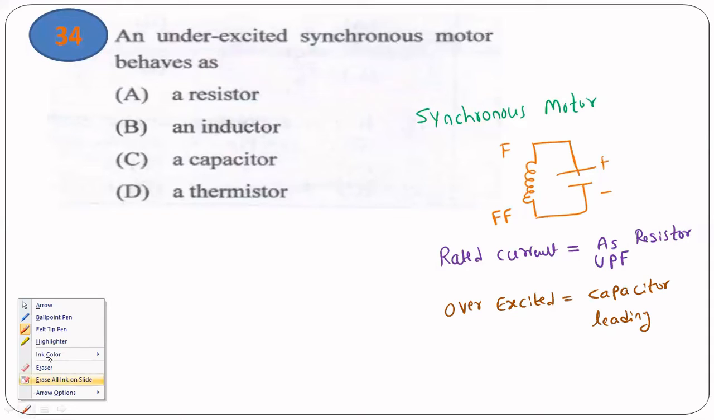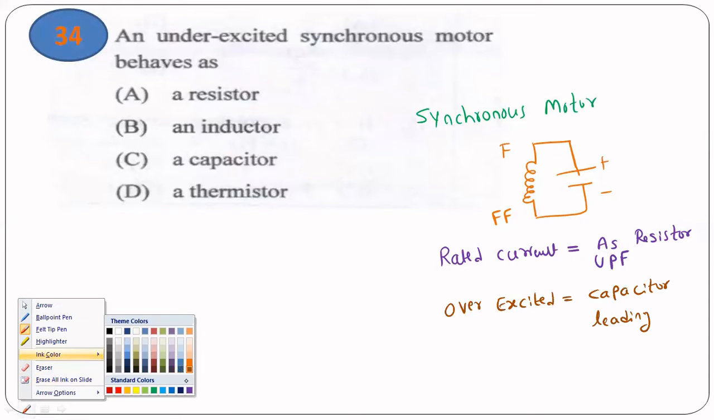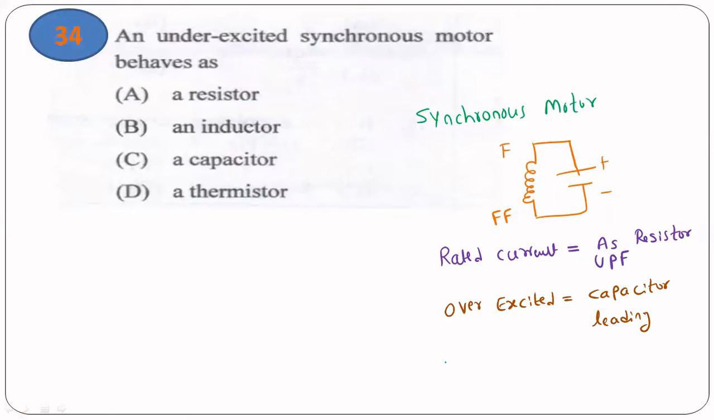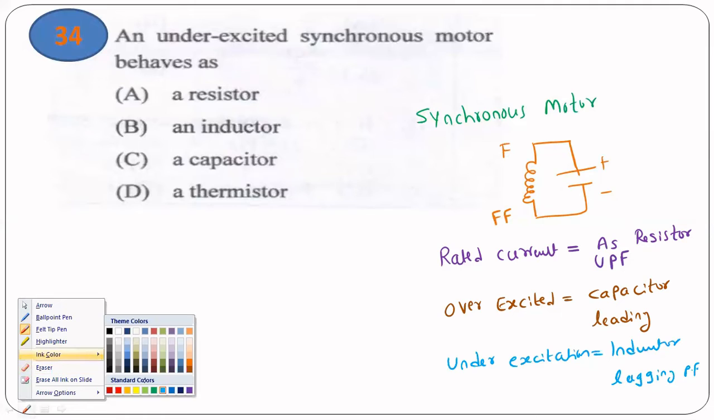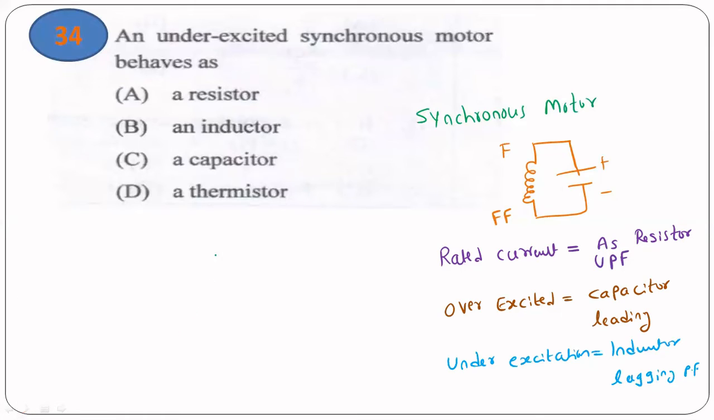Similarly, whenever the winding is excited with a current less than the rated current, it is called under excitation. Under excitation, it behaves as an inductor. You need to say that it is a lagging power factor. Now, with this explanation, it becomes very easy for us to mark that an under excited synchronous motor behaves as an inductor.